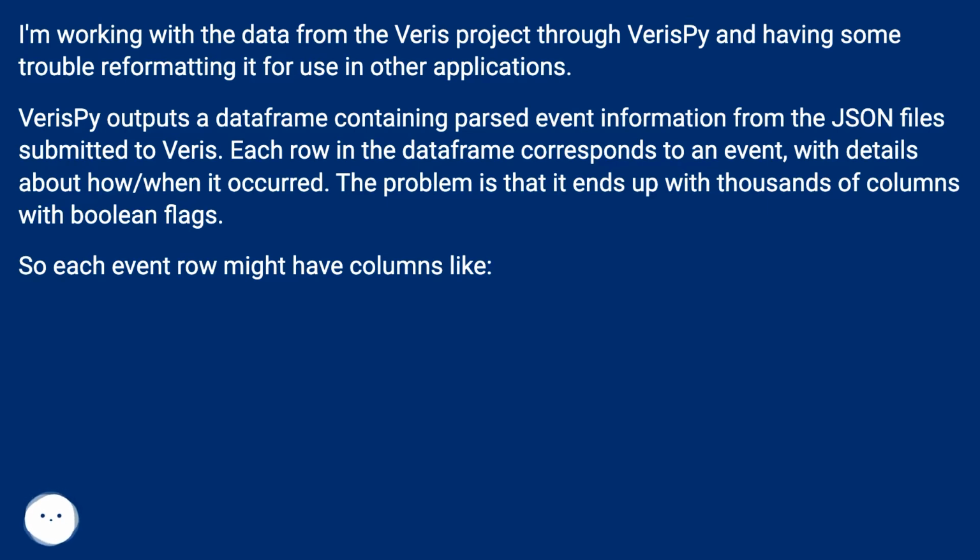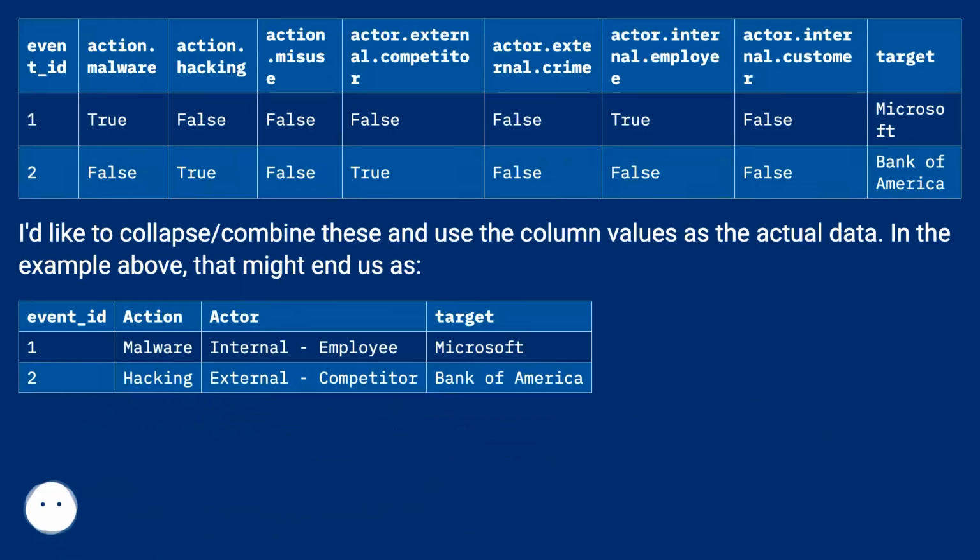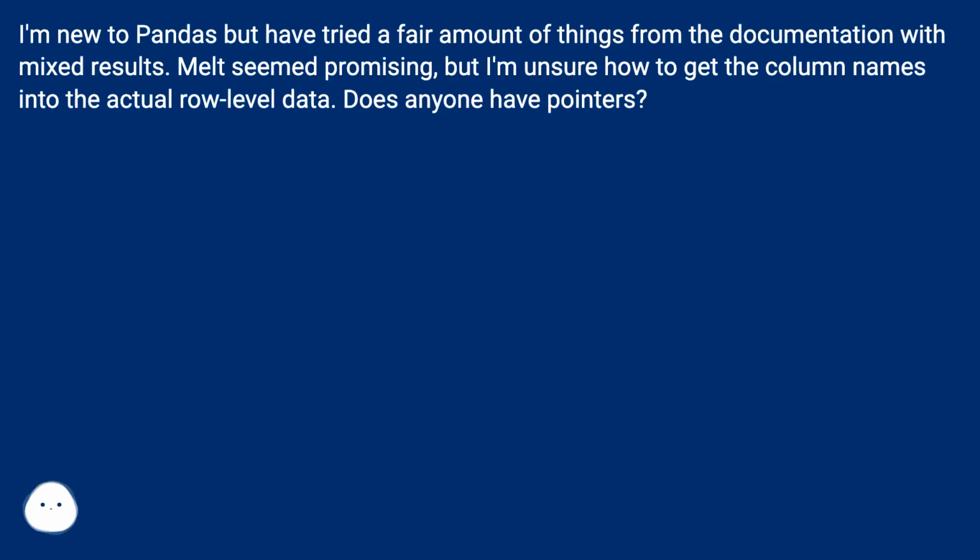So each event row might have columns like. I'd like to combine these and use the column values as the actual data. In the example above, that might end up as. I'm new to Pandas but have tried a fair amount of things from the documentation with mixed results. Melt seemed promising, but I'm unsure how to get the column names into the actual row-level data. Does anyone have pointers?